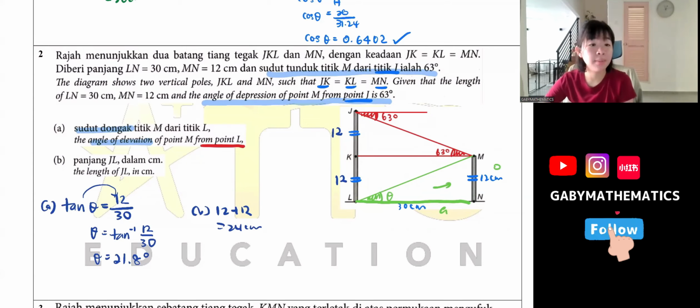Now for SPM, angle of elevation, angle of depression, usually this one comes out in paper 1.